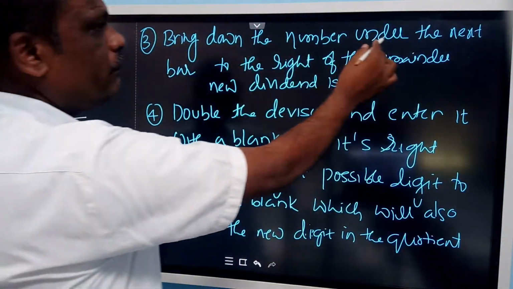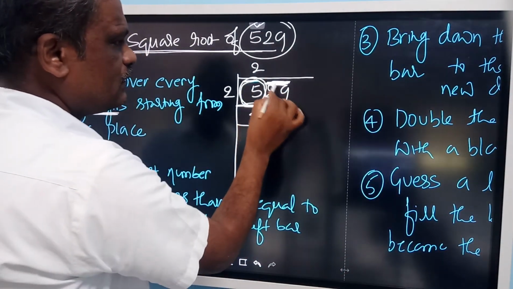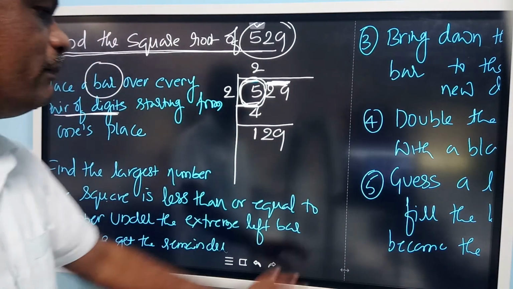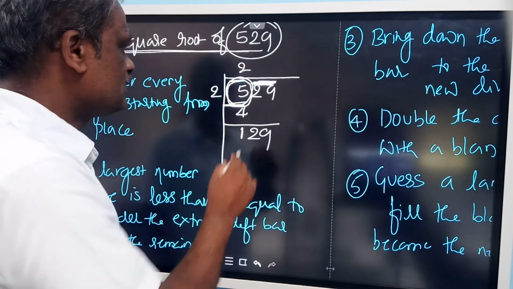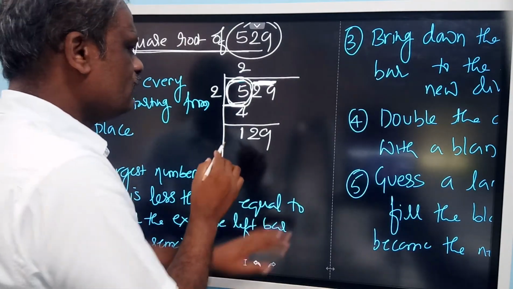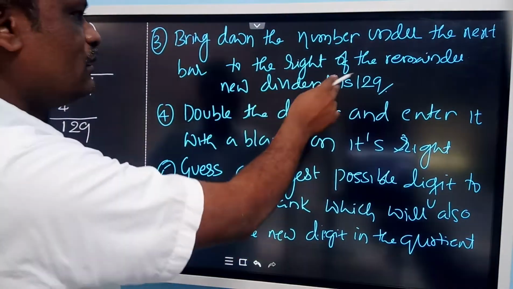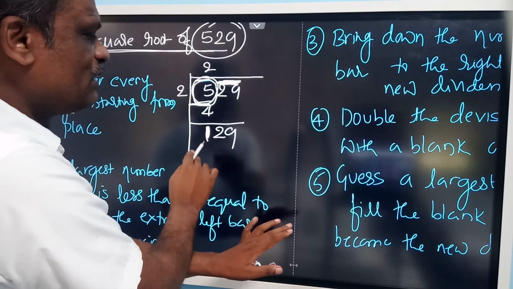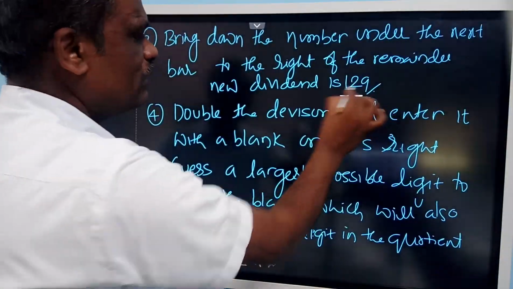Now bring down the number under the next bar. What is the next bar here? 29. You have to bring down this 29 completely, because it is a square number we are finding, so we take 2 digits. The group has to be brought down completely. Then write it to the right of the remainder. The remainder was 1, so now it becomes 129.